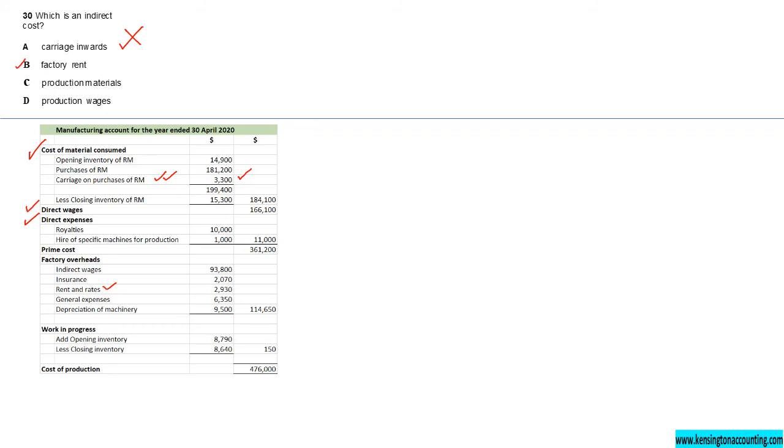So this is a good answer. Production material, that's a cost of materials consumed. It is a prime cost and not an indirect cost. Same for production wages. This is a direct cost and part of prime cost, and therefore it is not an indirect cost. Therefore the correct answer is B.